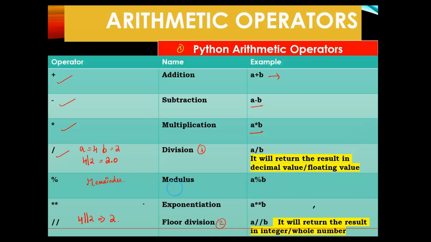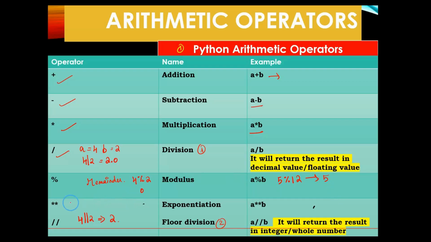Suppose if you are having 4 modulo 2, the result is 0, because the modulo operator gives the result as the remainder. If we are having 5 modulus 12, what is your result? You should compare the first value with the second value. If the first value is lesser than the second value, then the result is your first value.